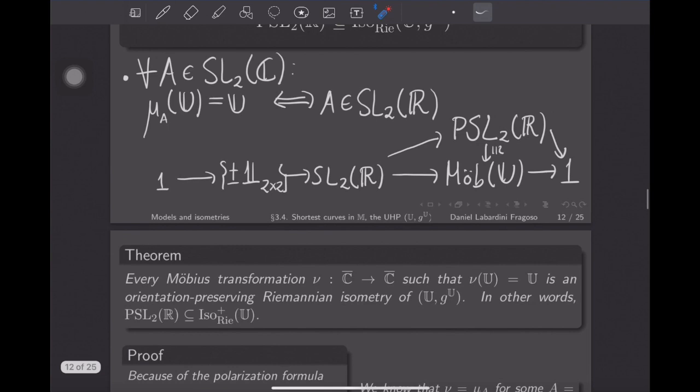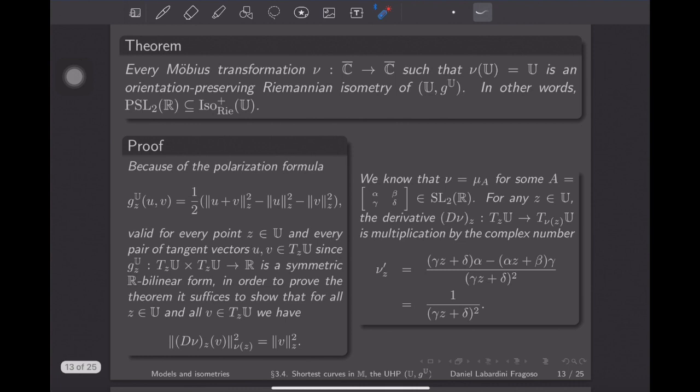So take a Möbius transformation preserving U bijectively, and now what I claim is that it is a Riemannian isometry of the upper half plane with the hyperbolic Riemannian metric. Now, proof.